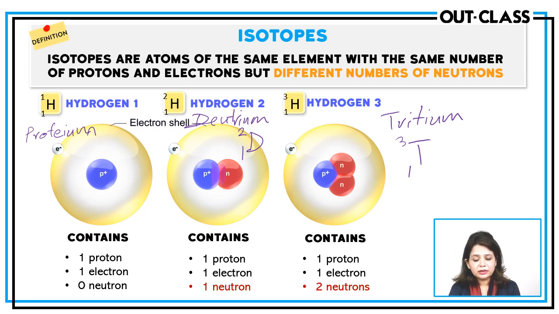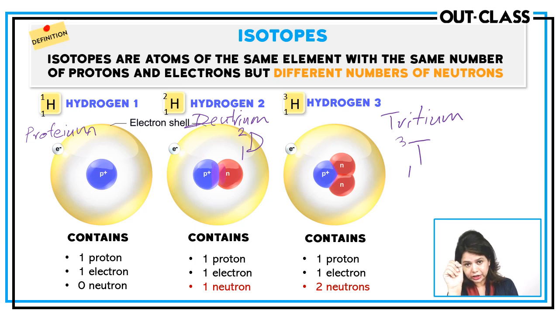Only their mass numbers are different. Nucleon numbers are different. So all of these have the same number of protons. That's shown by their proton number, 1 each. And if they have 1 proton, they all have 1 electron common to them. But their neutron numbers are different.